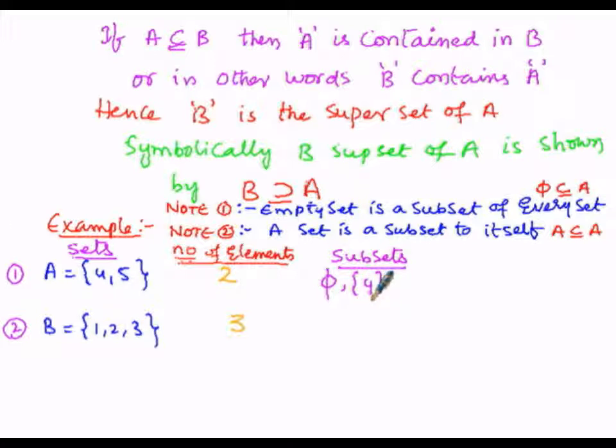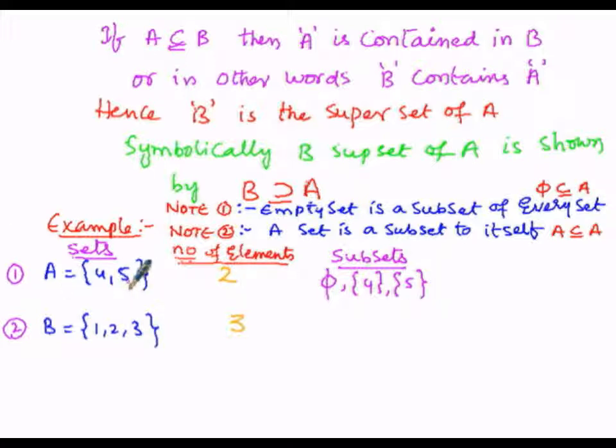This set is also a subset of A, that is {4, 5}, because this set is consisting of 4. This element 4 is also present in this set A. Therefore, this set consisting of 4 is also a subset of A. And now, comma, the set consisting of the element 5. So this set which is consisting of 5 is also present in this set A, that is {4, 5}.